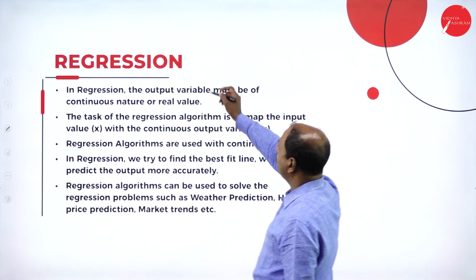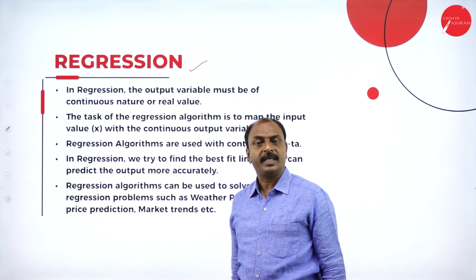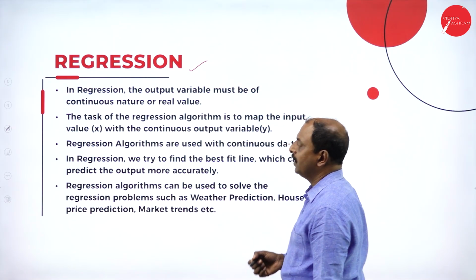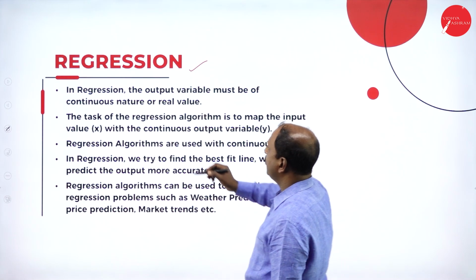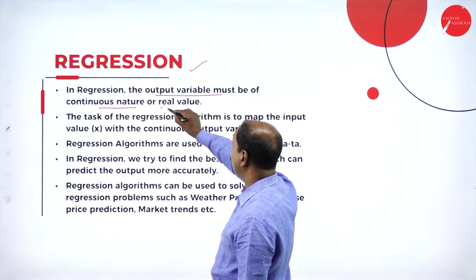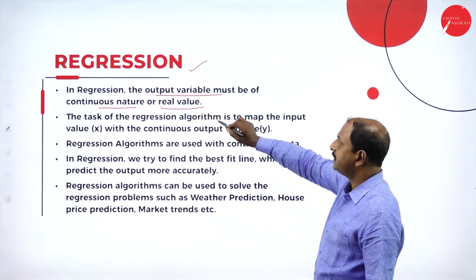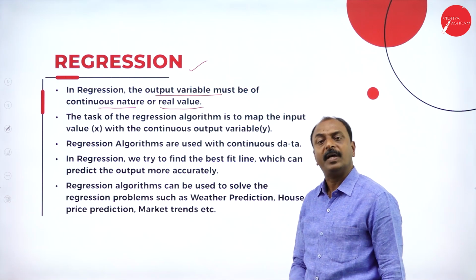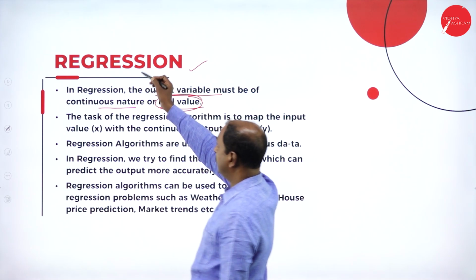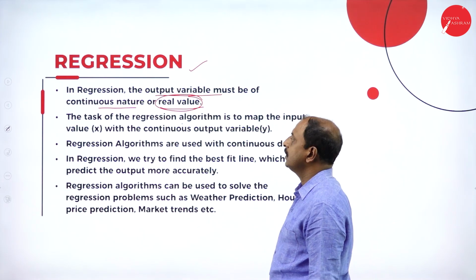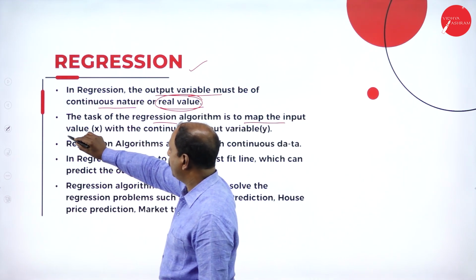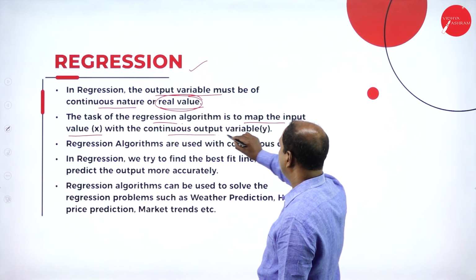In the next slide, regression. This is another method of supervised learning. One method is classification and the second one is regression. What is the definition of regression? Here the output variable must be of continuous nature or real value. There is no bifurcation of the data set. We get a continuous or real value. The task of a regression algorithm is to map the input value x to the continuous output value y.